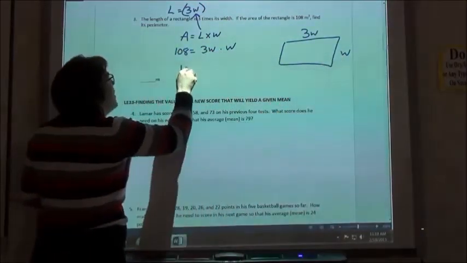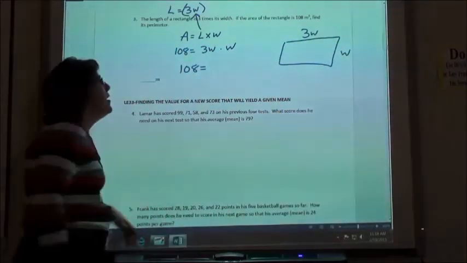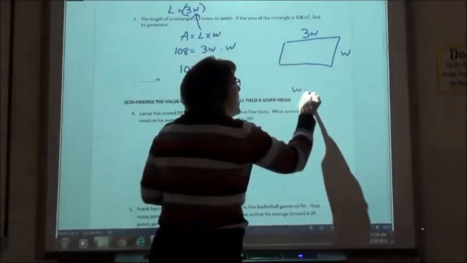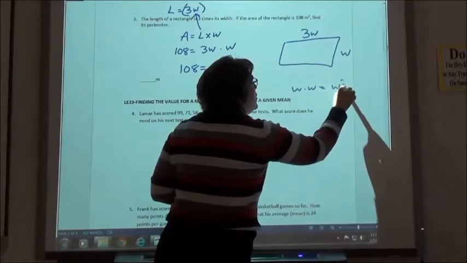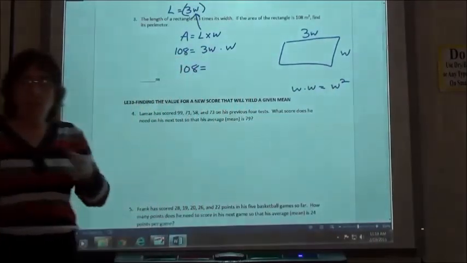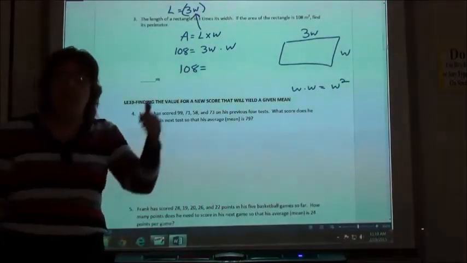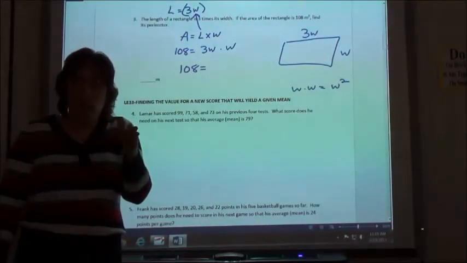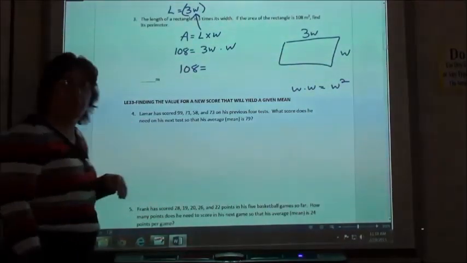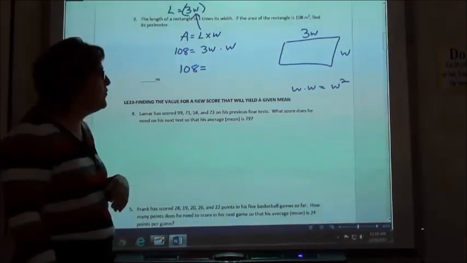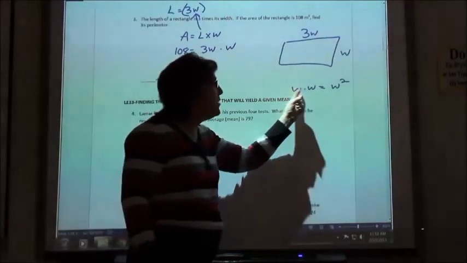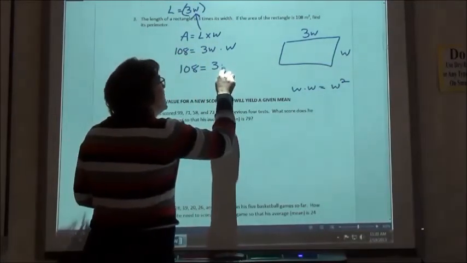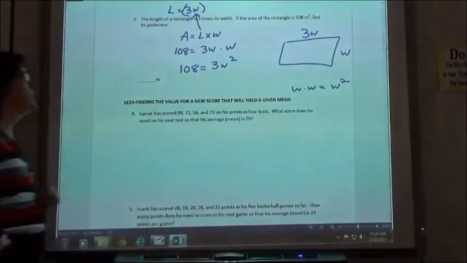Now, we haven't talked about this yet in introductory algebra, but if I take a 3W times a W, I'm doing W times W, which is W squared. Just like when you do 2 times 2, you put that exponent on it. 2 times 2 is 2 squared. 3 times 3 would be 3 squared. 4 times 4 would be 4 squared. W times W is W squared. So 3W times W is 3W squared.